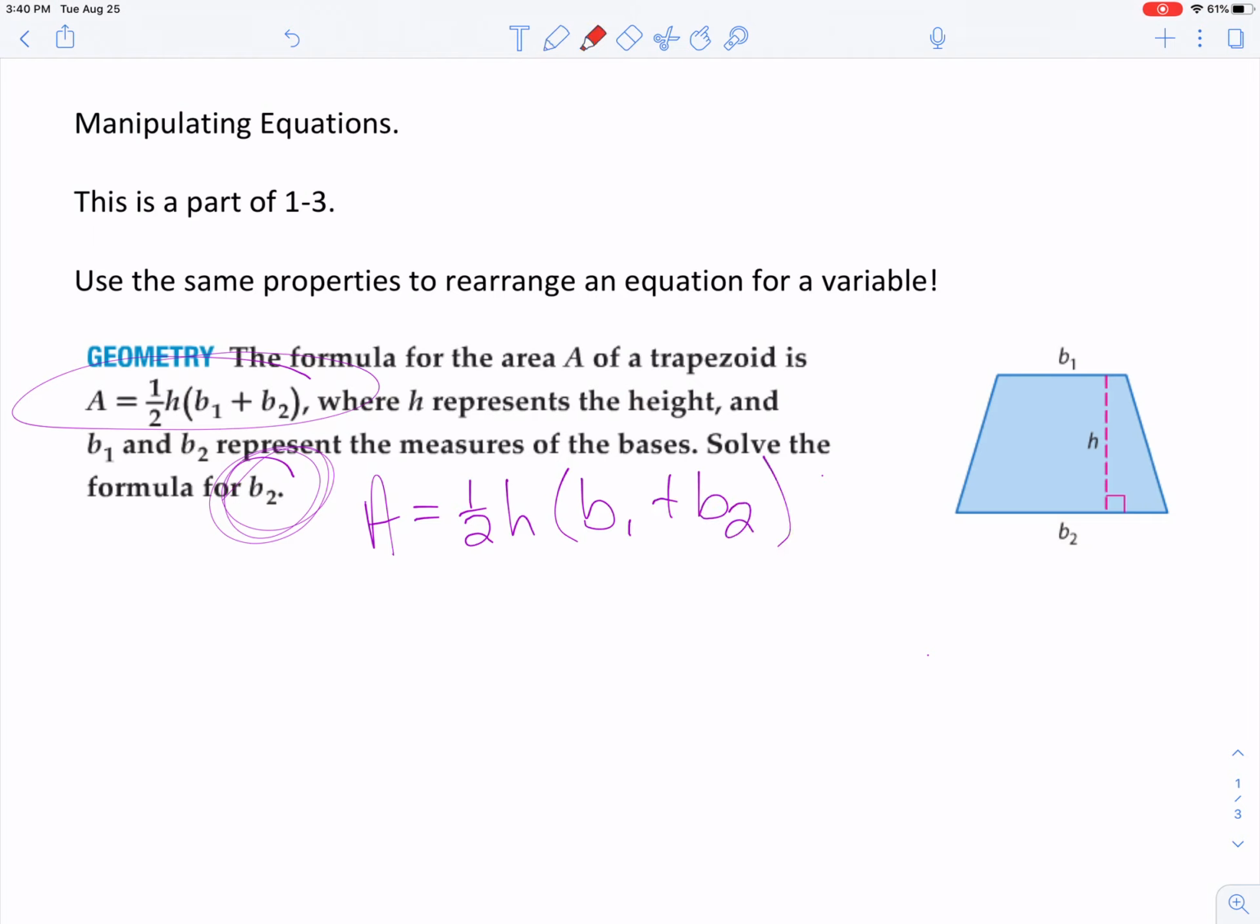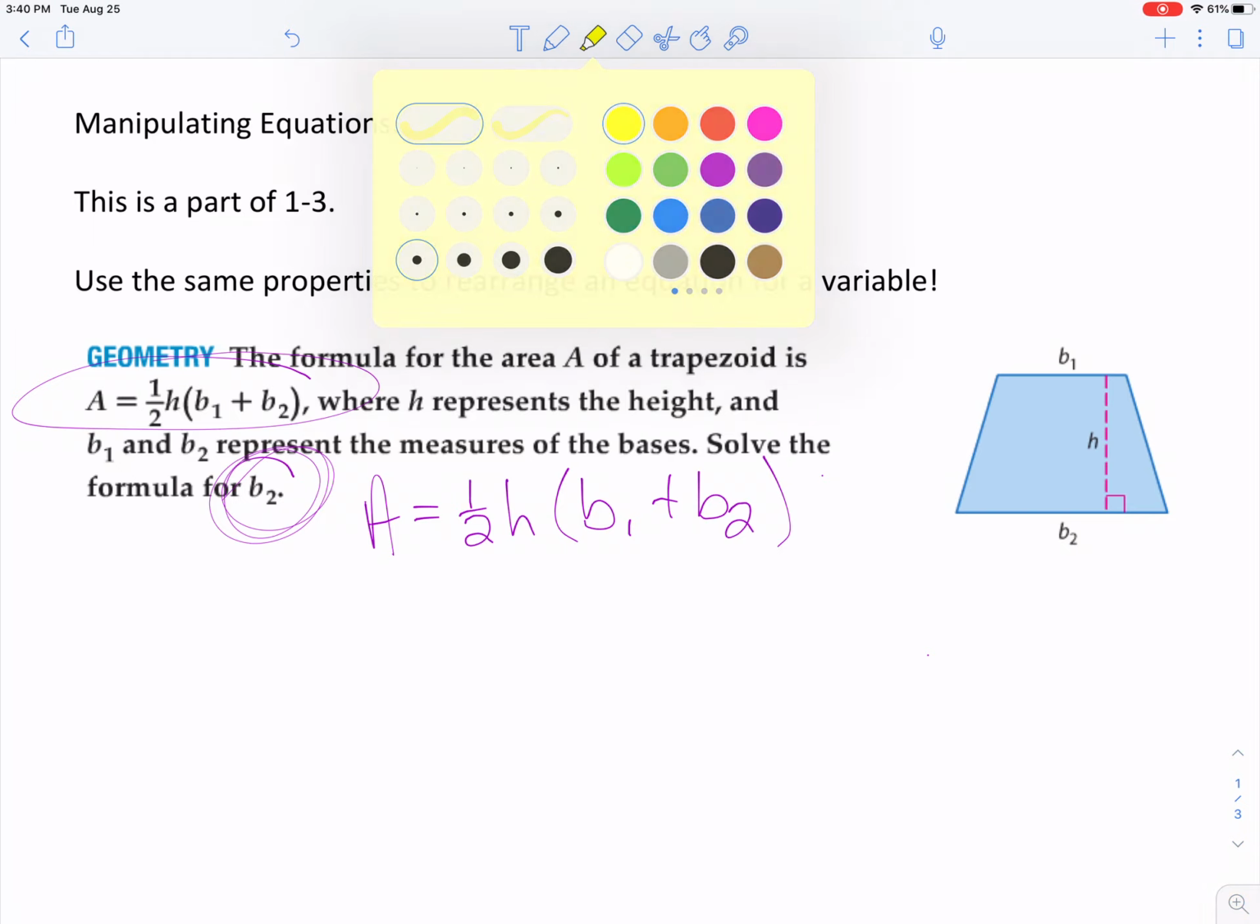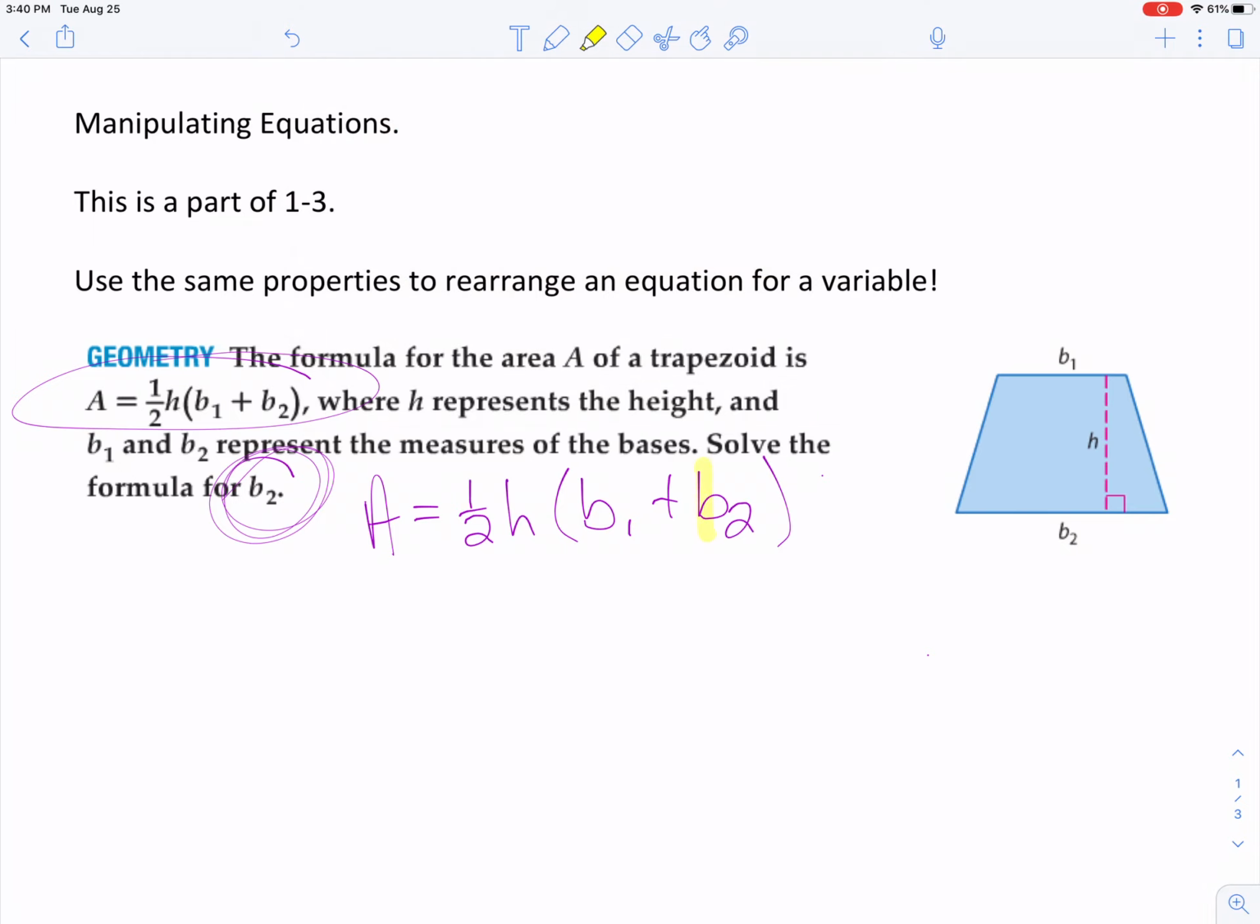Something that I like to do is I like to highlight the variable that I'm solving for. So if I highlight the B2, that helps me know that that's what I'm solving for as I go down this. So all the rules that you know to get rid of numbers will work for this as well. So I'm going to start by multiplying by 2. Okay.